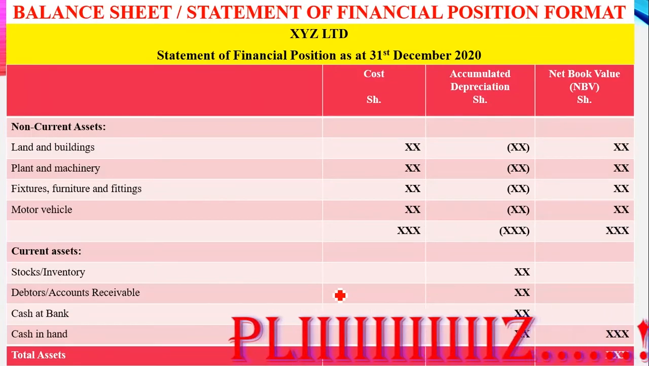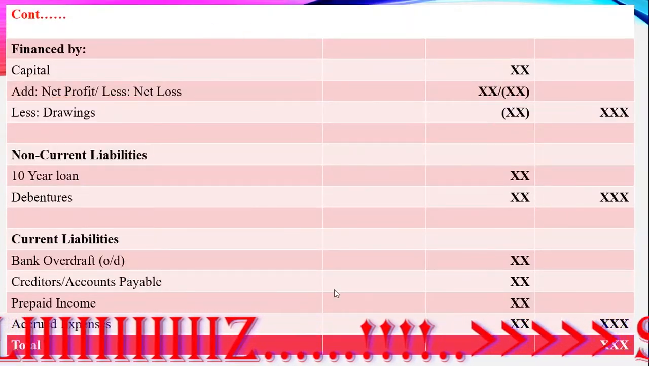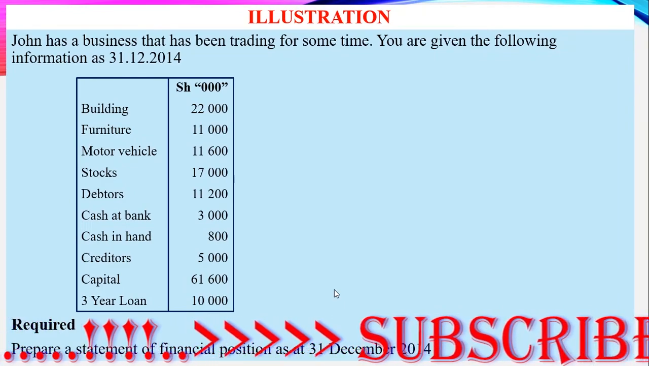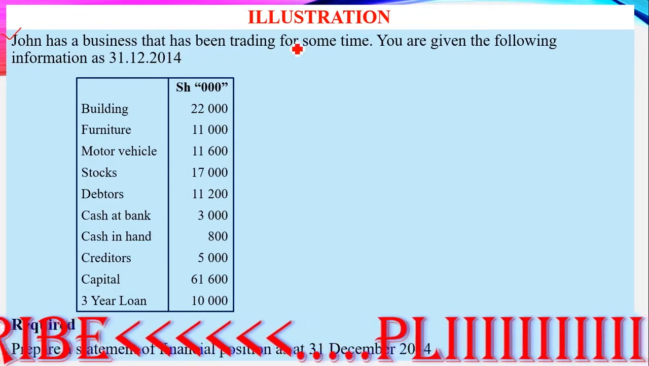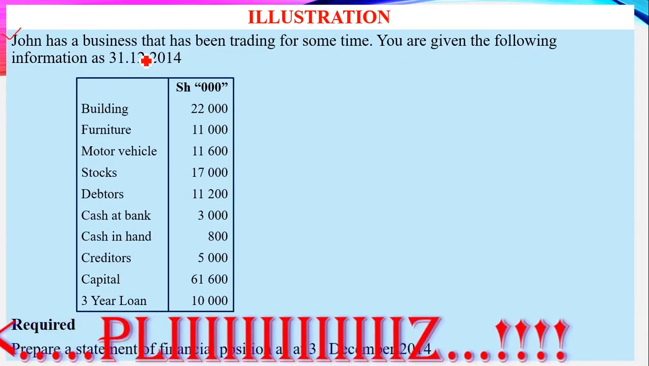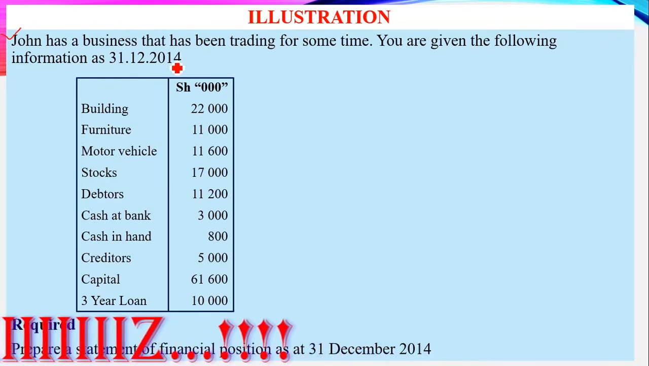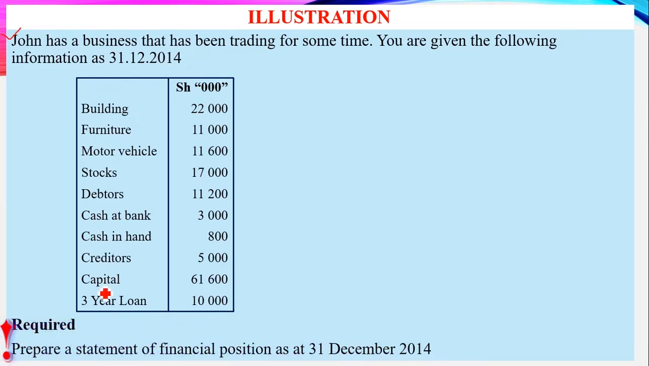So having understood that, let's look at an illustration and see how you apply the concept. The illustration is saying John has a business that has been trading for some time. You're given the following information as at 31st December 2014. Required: prepare a statement of financial position as at 31st December 2014. So for you to be able to prepare a statement of financial position, remember what we have said. You need to take care of what? The bookkeeping equation. That's something that should always come to mind whenever you're preparing a balance sheet.